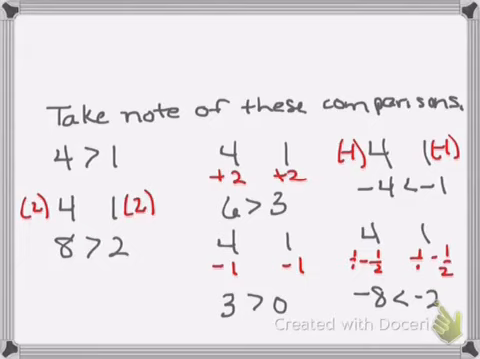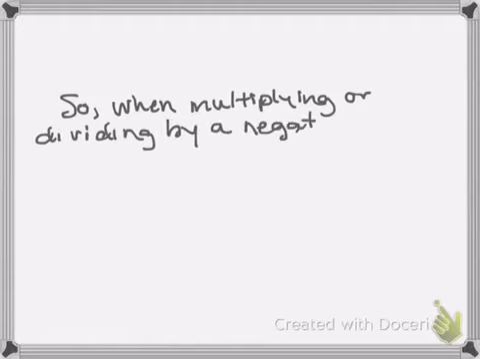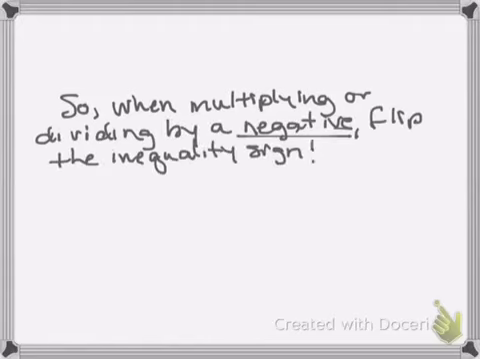So the takeaway from this page hopefully is you'll realize when you multiply or divide by a negative number, you're going to have to flip the inequality so that it has a true statement. If you don't, then you've got an incorrect statement. Negative, when you multiply or divide, is the only time that you have to flip the inequality. So let's look at a few.